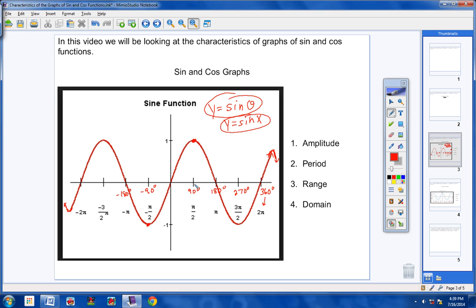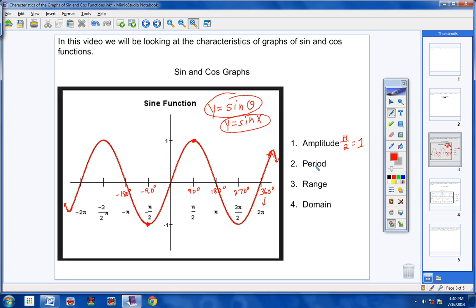Notice how the graph goes all the way up to 1, and it also goes all the way down to negative 1. So you could say the total height of this graph from top to bottom is 2. From the middle up, it goes to 1, and from the middle down, it goes to negative 1. So the whole height would be 2. Well, listen, that is not the amplitude. The amplitude is not the whole height. The amplitude is always the entire height divided by 2. So the amplitude of this graph would simply be 1.